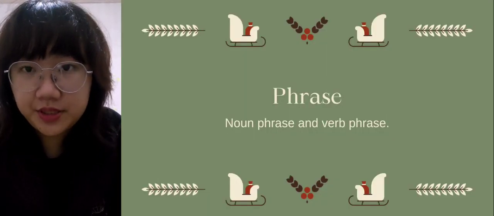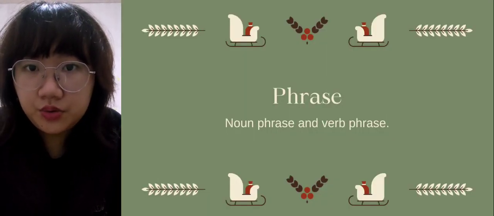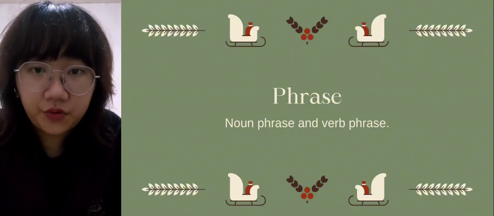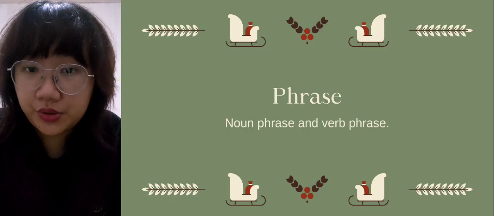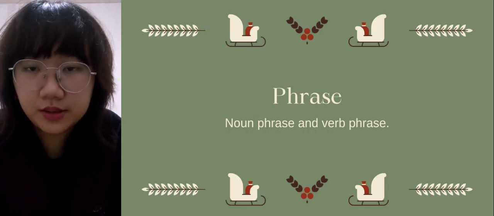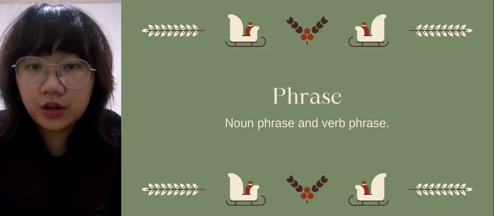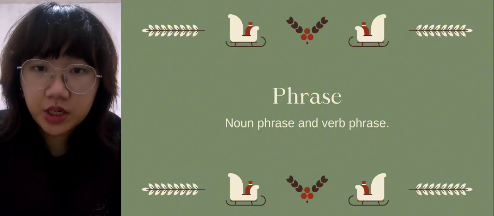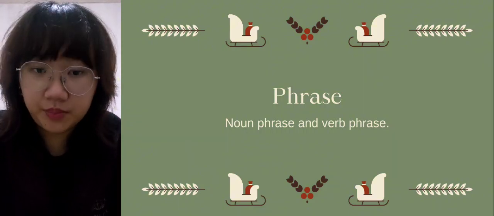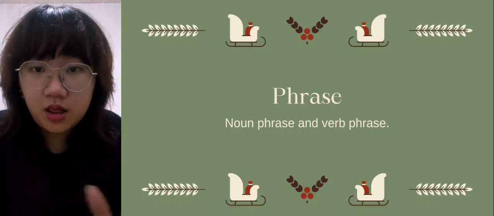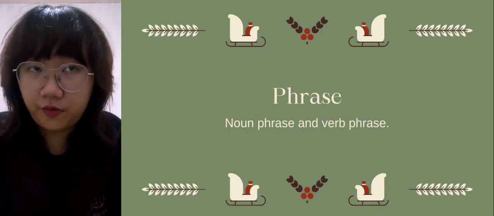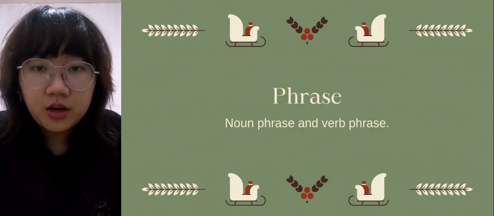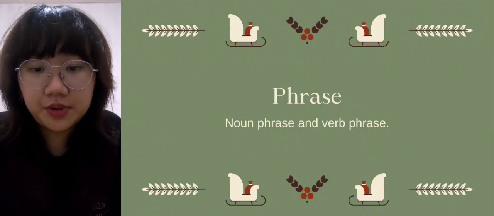Now let's talk about phrases. Phrase has two types. They are verb phrase and noun phrase. But before we get into those two, we have to know what a phrase is. A phrase is a group of words without a subject and verb combined to form a clause. For example, the white bird. The white bird is a phrase. It's not a sentence or a clause. It's just a phrase.